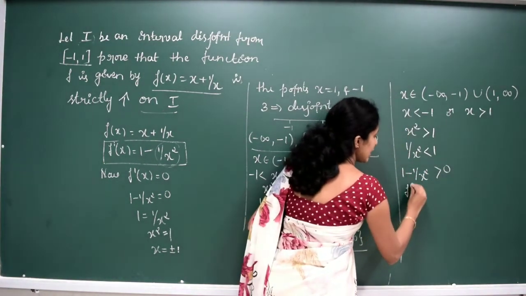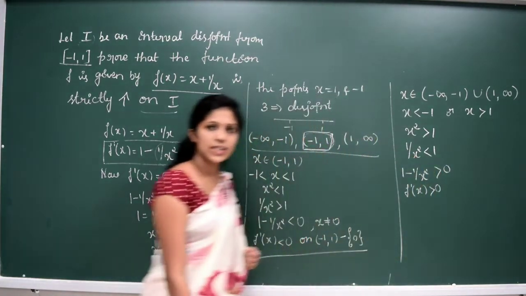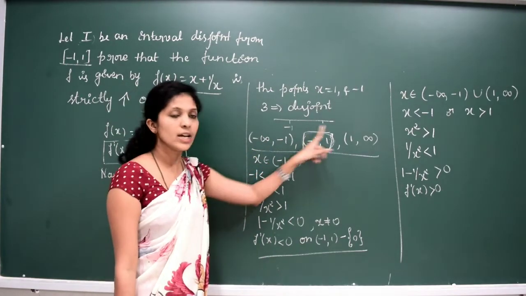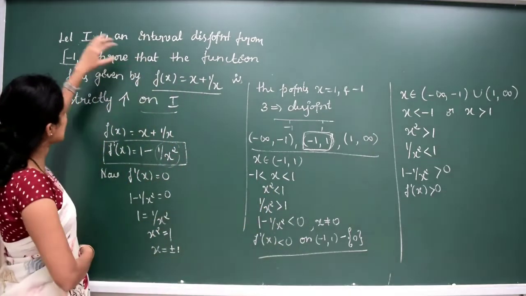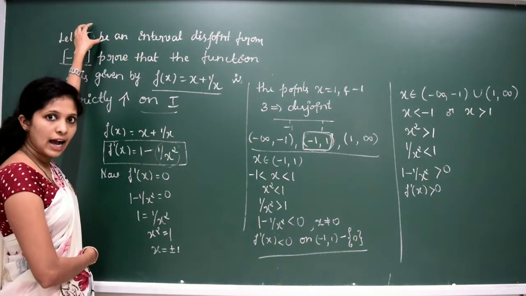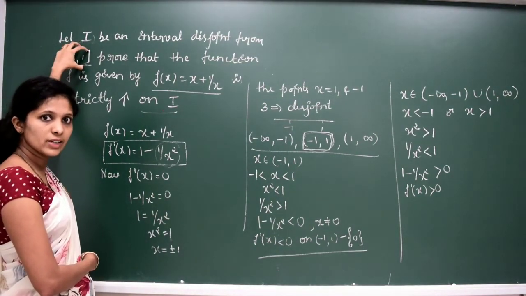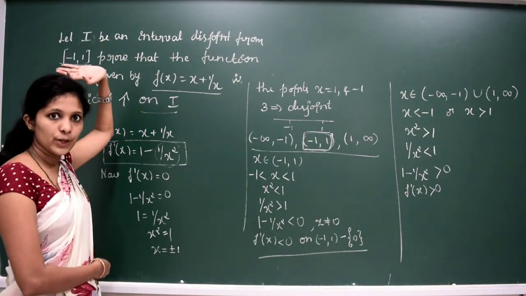That is, the function f dash of x is greater than 0. Therefore the function is increasing in the interval minus infinity to minus 1 union 1 to infinity. Finally what you can write? The function is increasing in the interval other than minus 1 comma 1, because in the interval minus 1 comma 1 the function will be decreasing. I hope you understood this one.